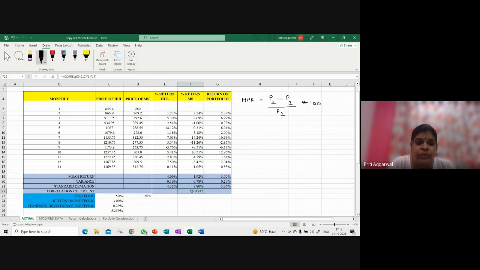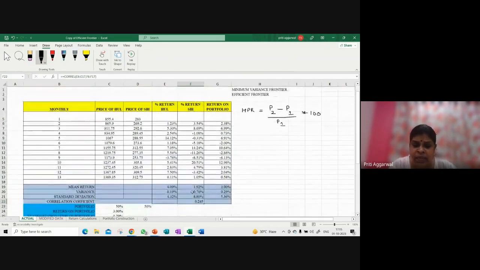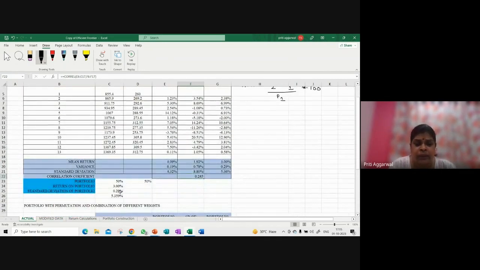By using the function CORREL, that is the correlation coefficient function in Excel, I can determine it, and the arrays that I will be using are the individual returns of HUL and the individual returns of SBI. Once I have the correlation coefficient, and as I had shown you the formula for determining the return and risk of a portfolio, let's say my portfolio comprises 50% of my money in HUL and 50% in SBI. This is what I will be getting.